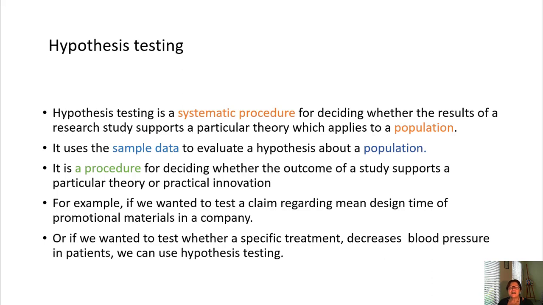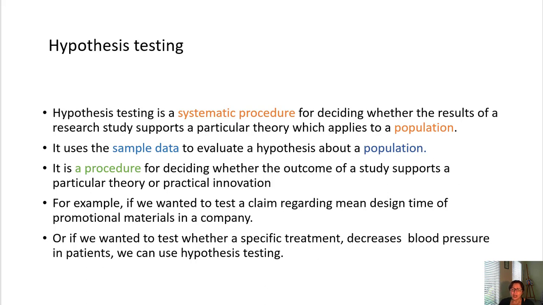Hypothesis testing is a systematic procedure for deciding whether the results of a research study support a particular theory which applies to a population. When we say systematic procedure, it has a step-by-step procedure that we have to follow in order to get the p-value and then the conclusion for our hypothesis test.